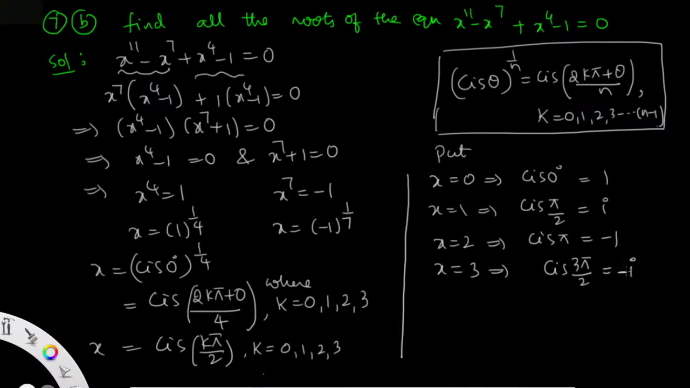3π/2 is 270 degrees; the remaining angle is π/2 in the clockwise direction, so that is minus i. Here how many roots? 1, minus 1, i, minus i. Total roots are 4. Similarly, minus 1 having the power 1 by 7, the roots are 7. So the 7th roots of minus 1 we have to prove on the next page.